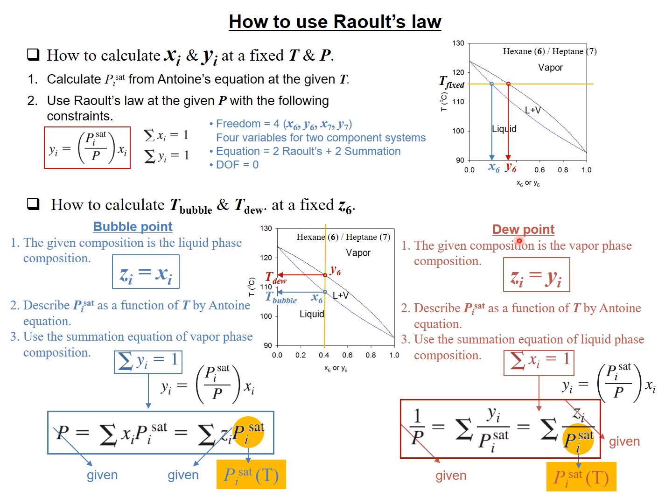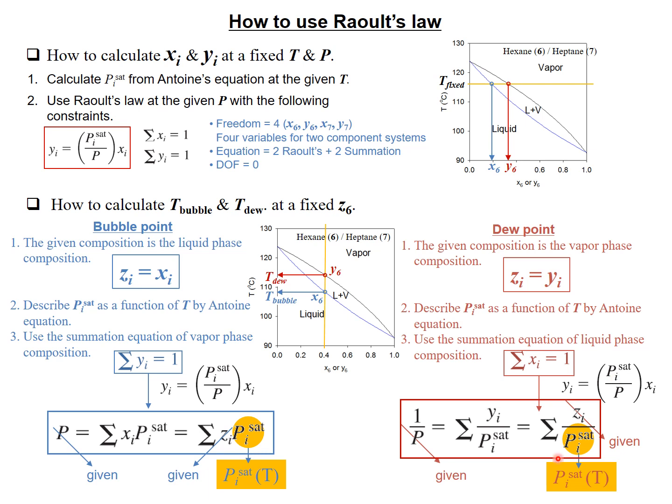How about dew point? Dew point is found on the dew point curve, which is on the side of vapor. So the given composition Zi is the vapor phase composition, not the liquid phase composition. And then the same thing: describe the saturation pressure of each species as a function of temperature by the Antoine equation, and use the summation equation of liquid phase composition, summation of Xi is equal to 1. Then put Raoult's law in here with the Antoine equation.